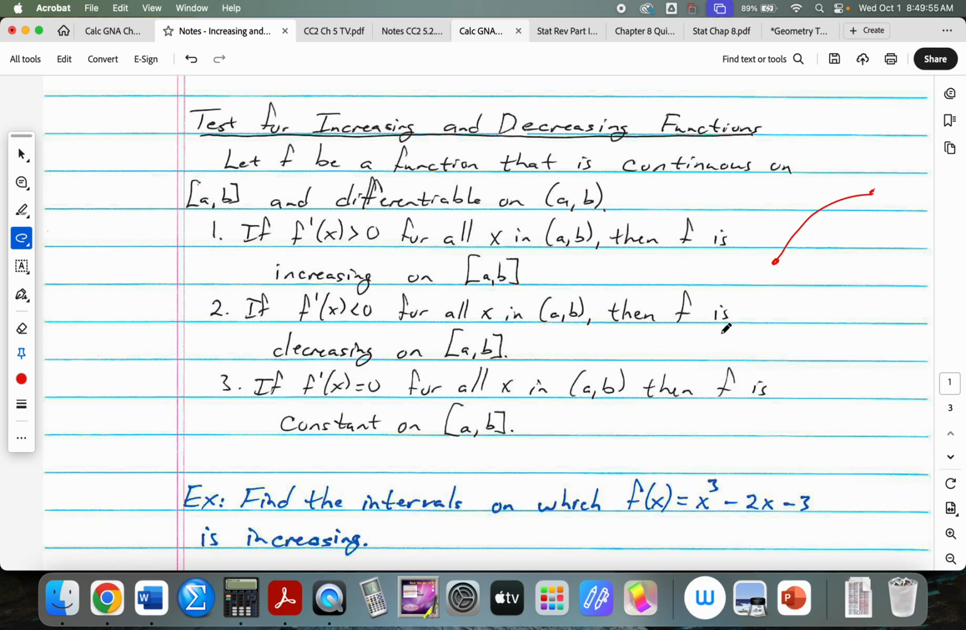One thing to point out is increasing and decreasing is on an interval. Although sometimes textbooks will say things like whether a function is increasing or decreasing at a point, we really define it on an interval. Sometimes someone will say, at this point, the function is increasing. What you're really saying is that on an interval that includes that point, this function is increasing.